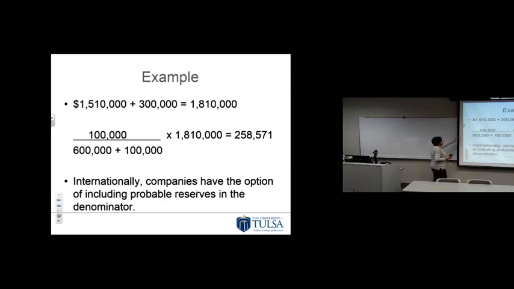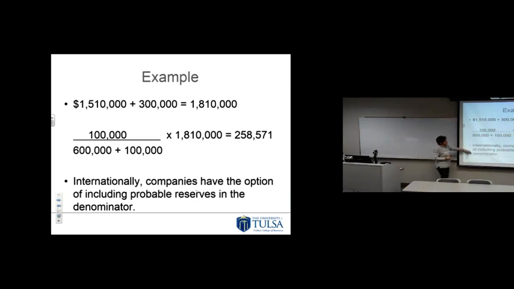Okay. So under U.S. GAAP, again, I can only use proved reserves. $100,000 is production, and $600,000 is proved reserves at the end of year. Add back $100,000 to get to beginning of year proved reserves. So 100 over 700,000 times $1,810,000 is $258,571.